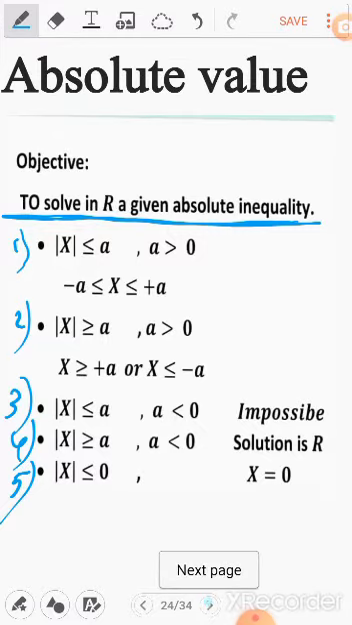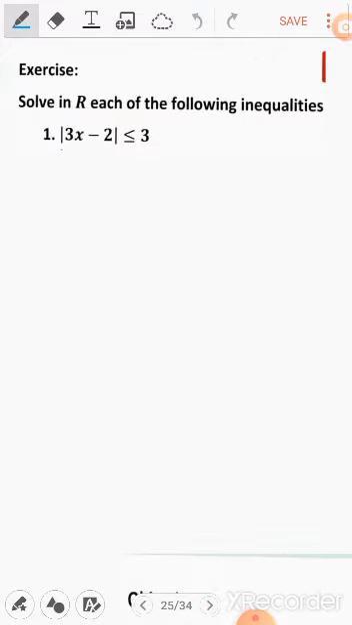Let us begin. The difference between this video and the previous one is that in the previous video we were solving absolute equations. Now we have to solve absolute inequalities. Now this exercise: solve in R each of the following inequalities. The first one: absolute 3x minus 2 less than or equal to 3. In the previous video it was only equal to 3. Now sometimes it will be greater than, sometimes less than or equal, sometimes greater than or equal, etc. Sometimes less than and greater than without or equal, but it is the same thing.